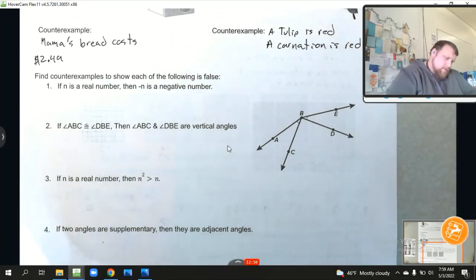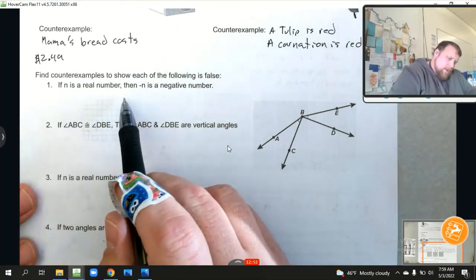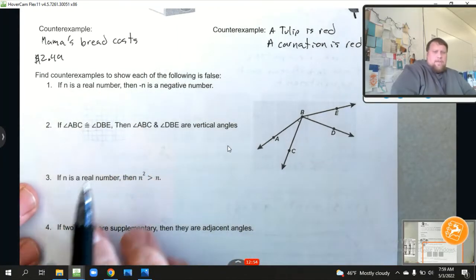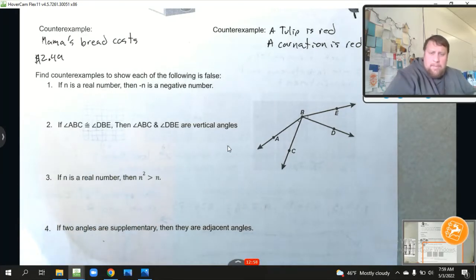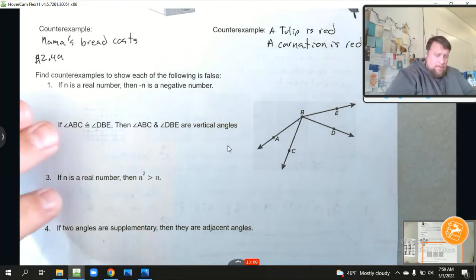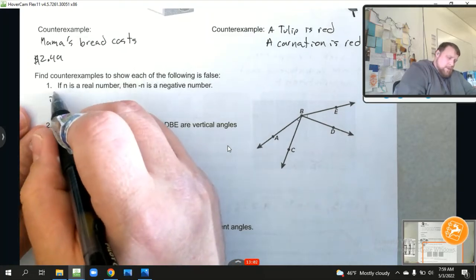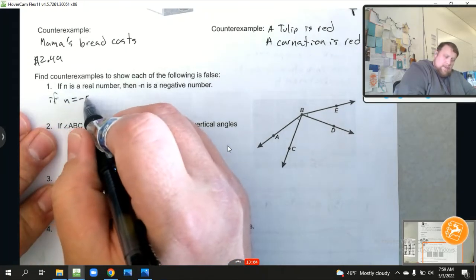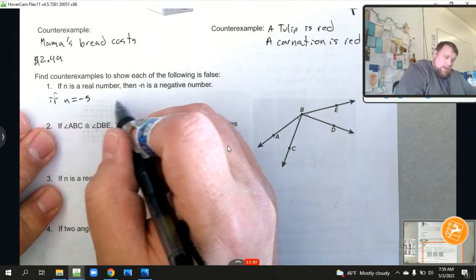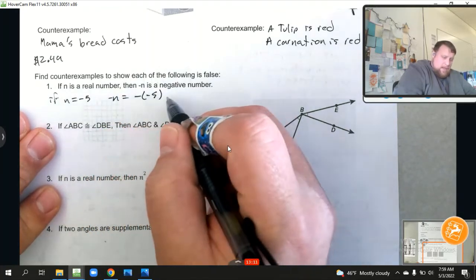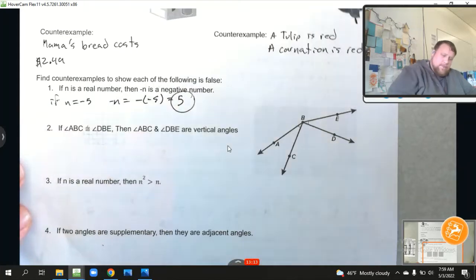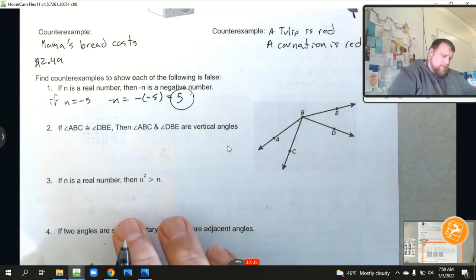Find counterexamples to show each of the following is false. If n is a real number, then negative n is a negative number. Okay, well, are there any numbers you can think of that if I took the opposite of them would not be negative? How about if n equals -5? Then negative n would equal negative negative 5. What's a negative negative make? A positive. There's a counterexample, and there's an infinite amount of counterexamples.